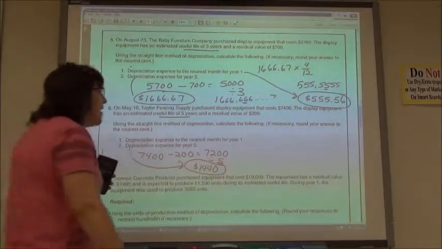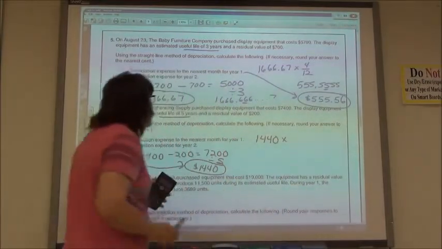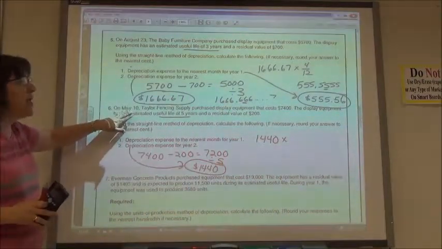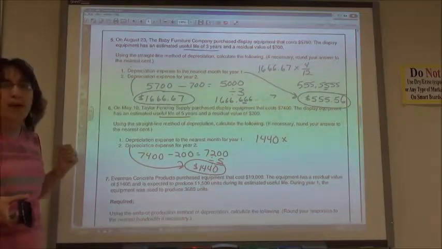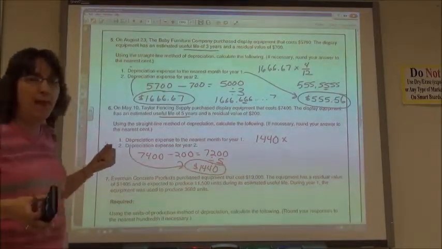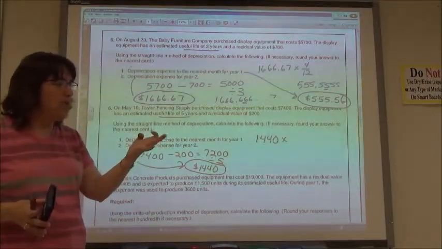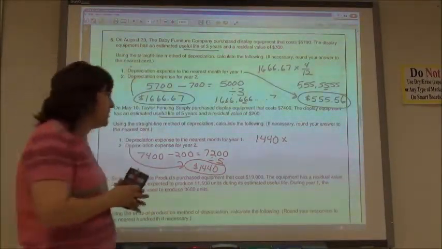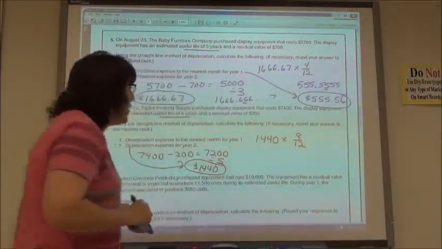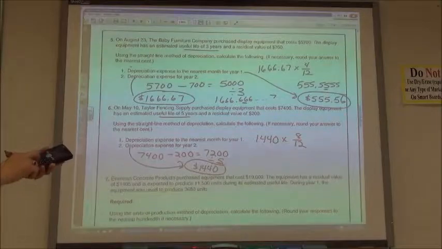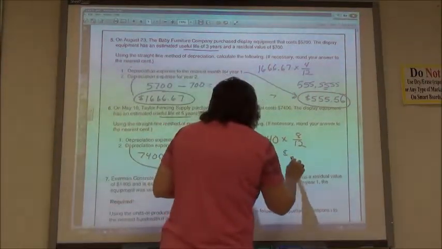Year 1, we're only going to have it for part of a year. So we take a year's depreciation, and we have to figure out, again, we have it on May 10th. May 10th is more, or we're going to have it more than half of that month, so we have to count May. So May, June, July, August, September, October, November, December, 8 months. So 8/12. So our 1,440 times 8 divided by 12 gives us 960.